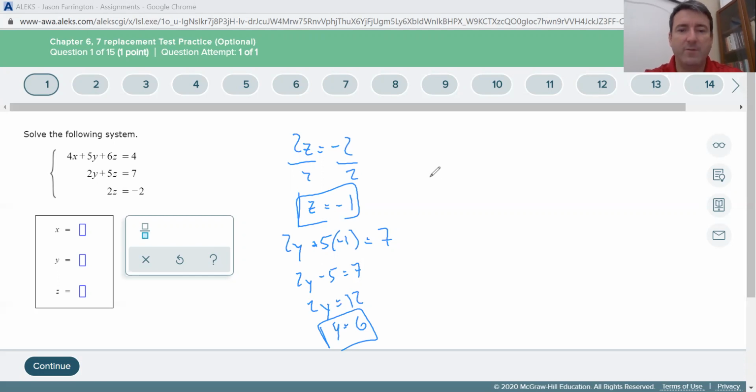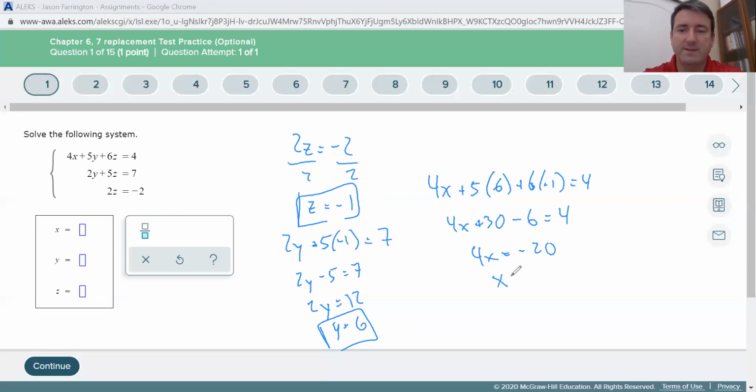So we have 4x plus 5 times y, which we know is 6, plus 6 times z, which we know is -1, is equal to 4. So 4x plus 30 minus 6 is equal to 4. So add 6 to both sides. That's going to be 10. And then subtract 30 from both sides. That's going to be -20. So 4x is equal to -20. So x is equal to -20 divided by 4, which is -5.